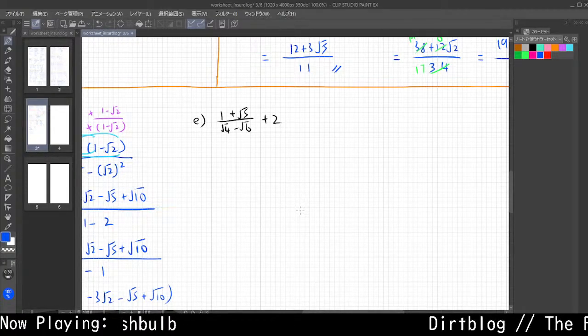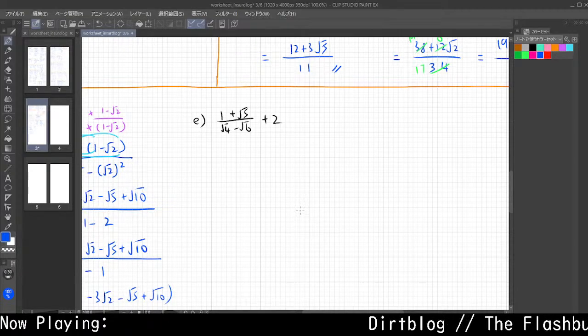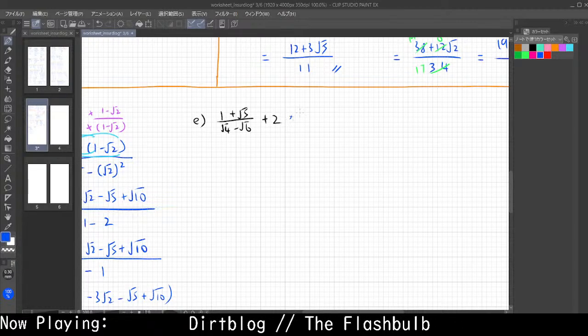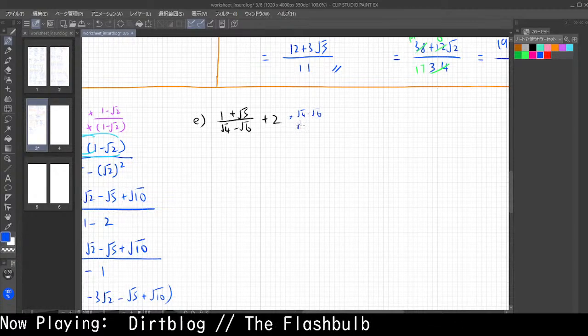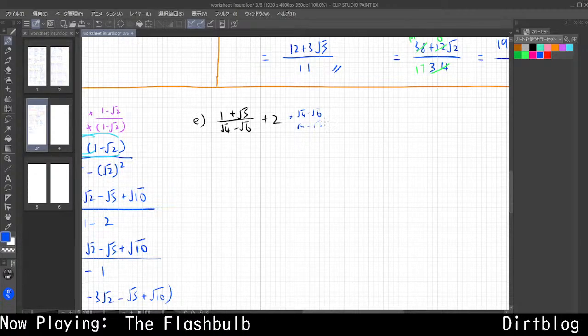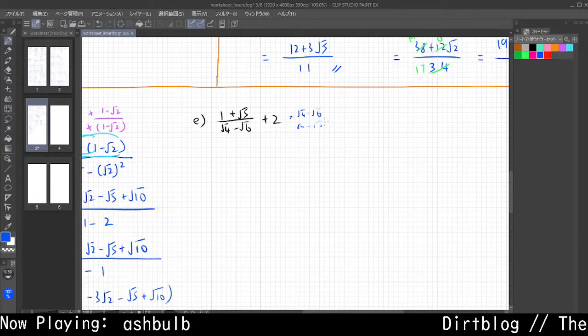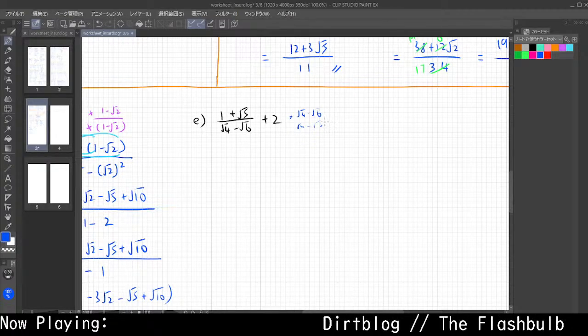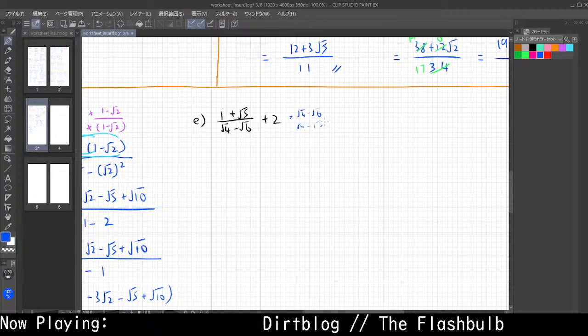Dealing with it first means you need to turn your 2 into a fraction by giving it the same denominator. So you want to multiply the 2 by square root 4 minus square root 6 on the top and bottom. Then you will combine it into a single fraction, and only then deal with the square roots at the denominator.